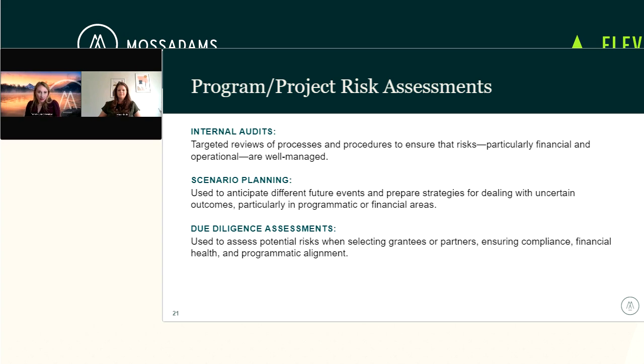You could also do scenario planning, and that's a proactive approach to anticipate future events and prepare strategies for dealing with the uncertain outcomes that may occur with those different events. So this is really helpful for looking at programmatic or financial areas where conditions are changing rapidly. So we're saying, okay, we think that these are likely scenarios. This is the impact it would have on our organization. This is how we would react. So you can look at those different scenarios and build a little bit of a playbook to understand what we would do in this instance.